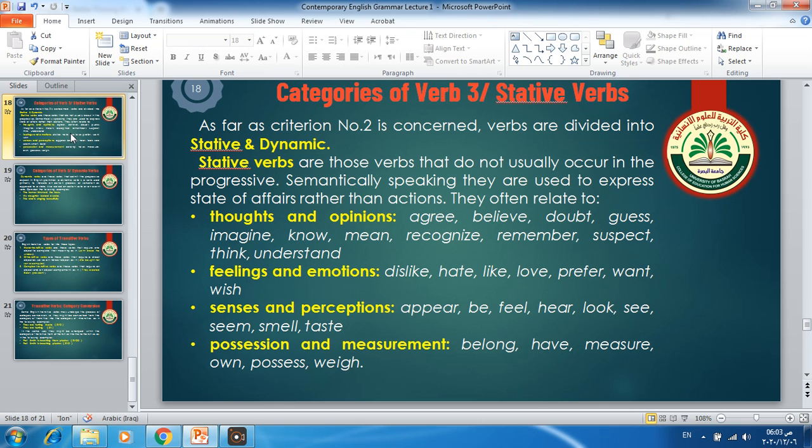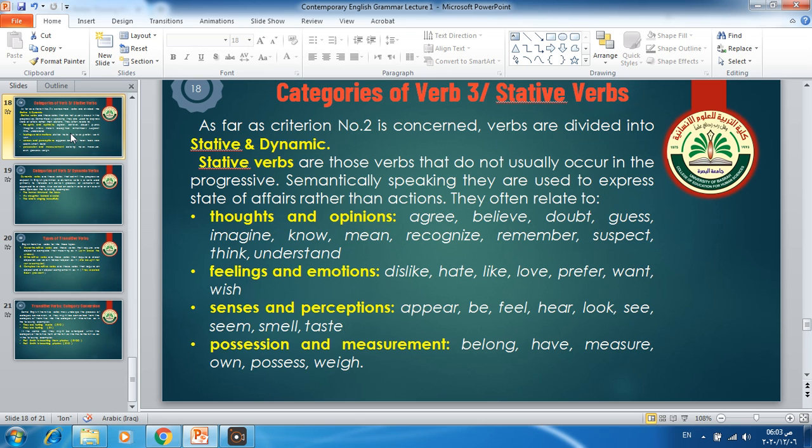We have stative verbs that show thoughts and opinions like agree, believe, doubt, guess, imagine, and the other verbs that relate to feelings and emotions like dislike, hate, like, love, prefer, want, and wish, and verbs that speak about senses and perceptions, like appear, be, feel, hear, look, see, and the other, and verbs that relate to possession and measurement like belong, have, measure, own, possess, and weigh.